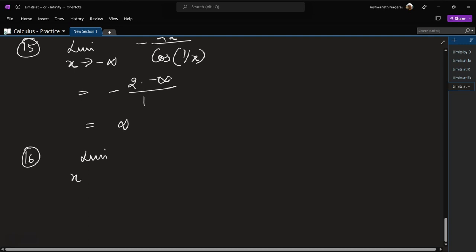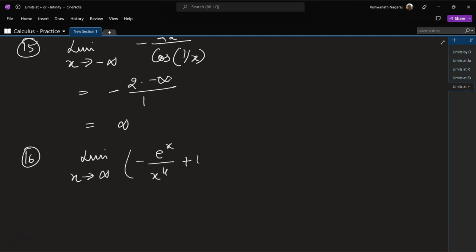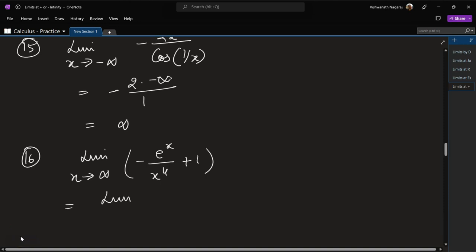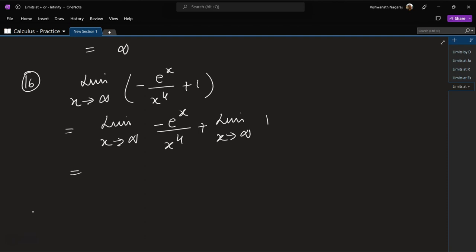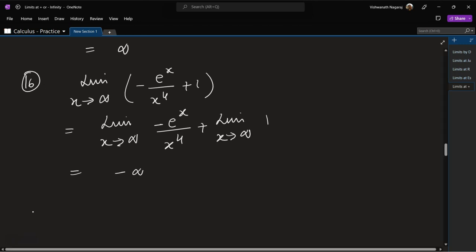Limit as x approaches infinity of minus e to the power of x by x to the power of 4 plus 1. Now, this can be written as limit as x approaches infinity of minus e to the power of x by x4 plus limit as x approaches infinity of 1. Okay, so here what happens? Minus e to the power of x will go to infinity and x to the power of 4 is going to infinity. So that means this will be minus infinity plus and this will be 1. So which is nothing but minus infinity. Okay, 17th one.